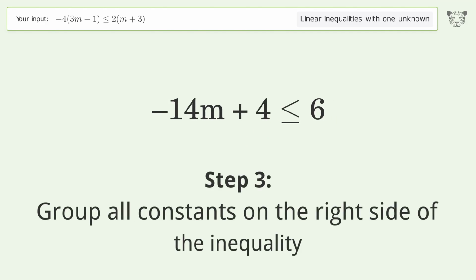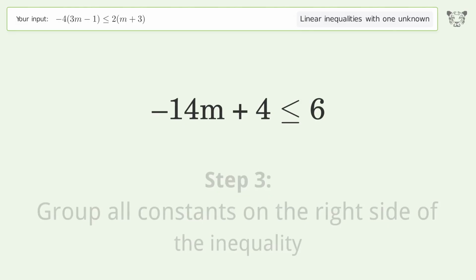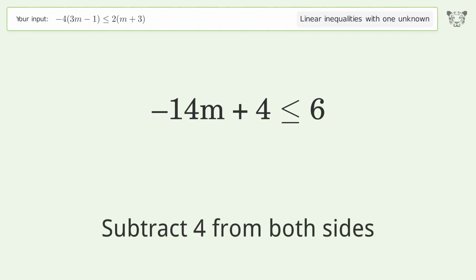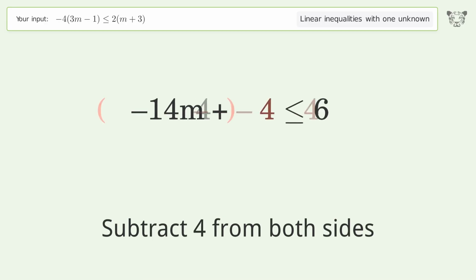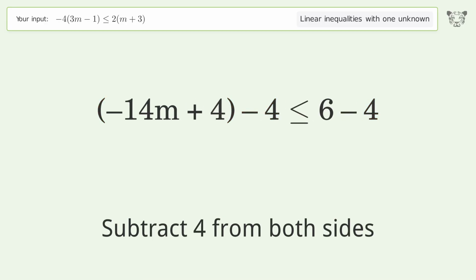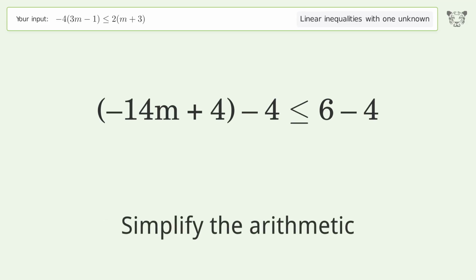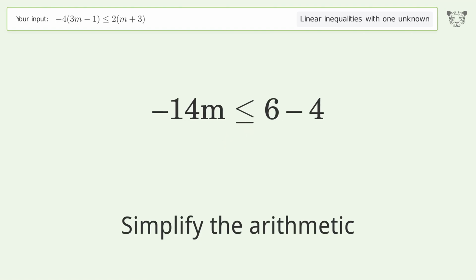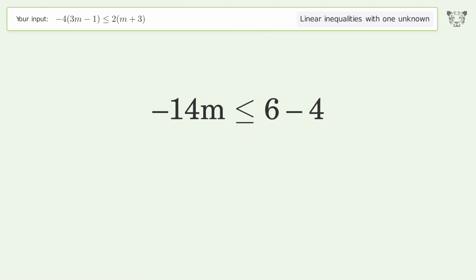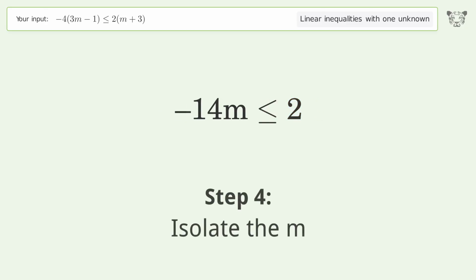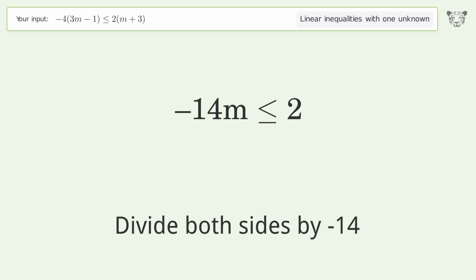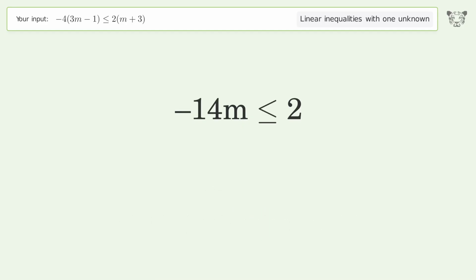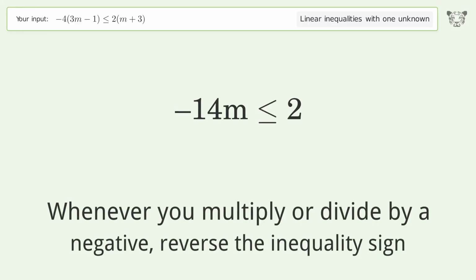Group all constants on the right side of the inequality. Subtract 4 from both sides. Simplify the arithmetic. Isolate the m. Divide both sides by -14. Whenever you multiply or divide by a negative, reverse the inequality sign.